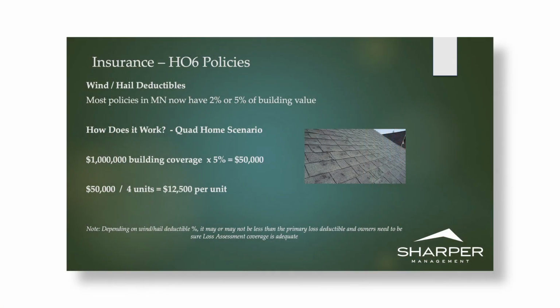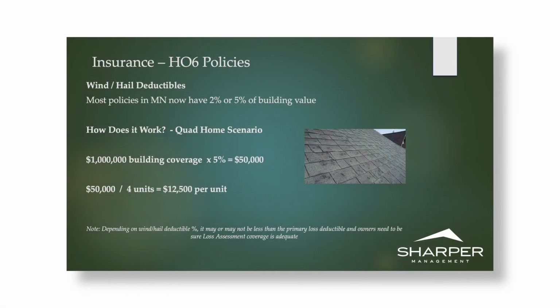What that is, your policy is built on values. What does it cost to rebuild this association? Maybe that is $1 million. Maybe you have 10 buildings that are all worth $1 million each, so you've got $10 million in coverage. So if there's a hailstorm that comes through and destroys those roofs, it's not a $10,000 deductible. They're going to say, well, it's 2% or it's 1% of the building value.